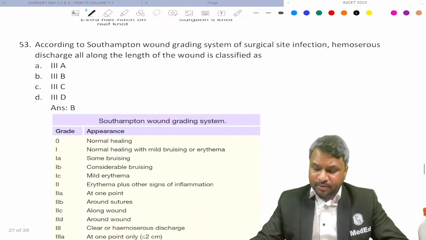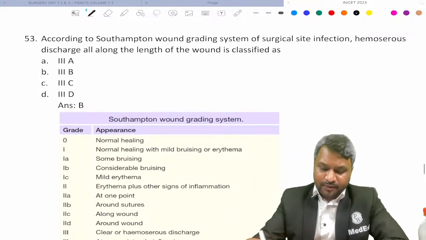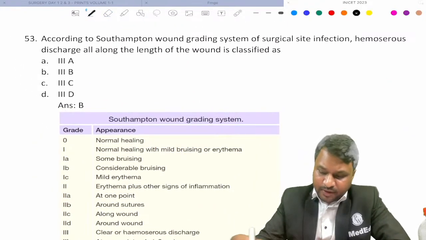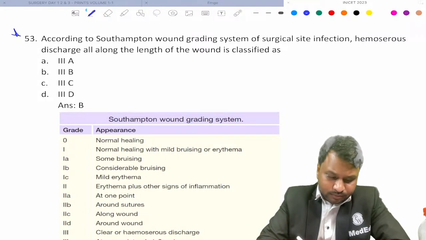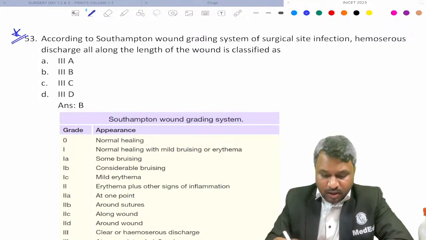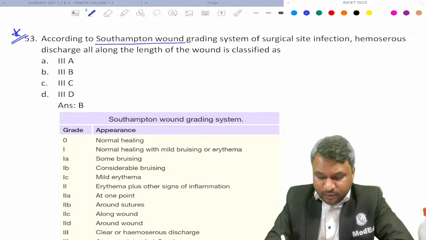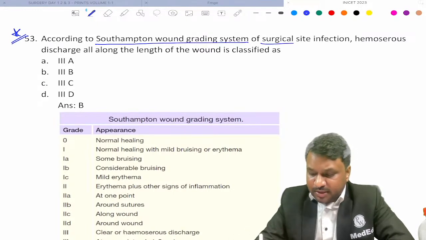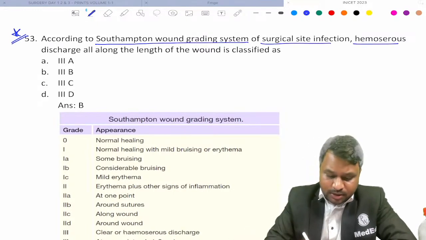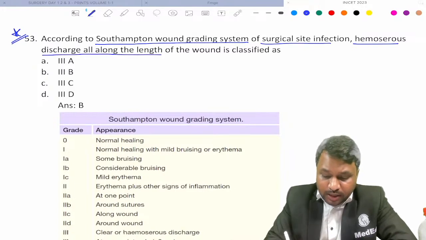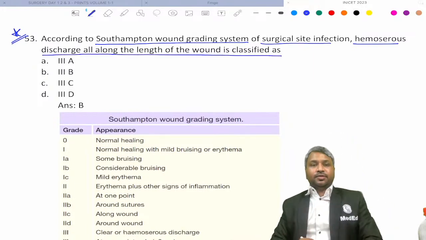Question number 53. Again, from surgical site infection, very, very important question. According to the Southampton wound grading system of surgical site infection, the hemoserous discharge all along the length of the wound is classified as, right?